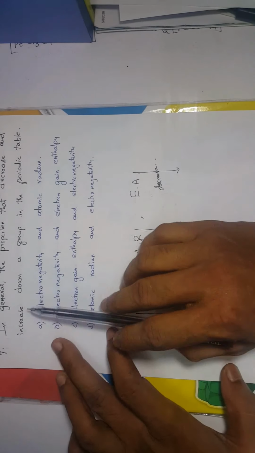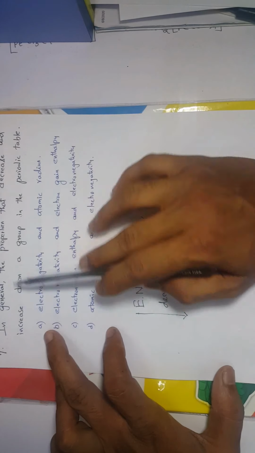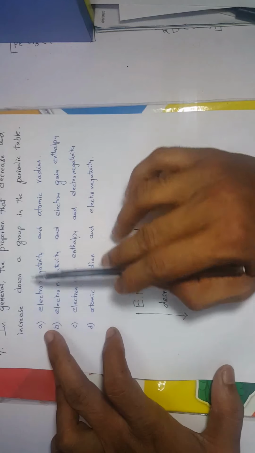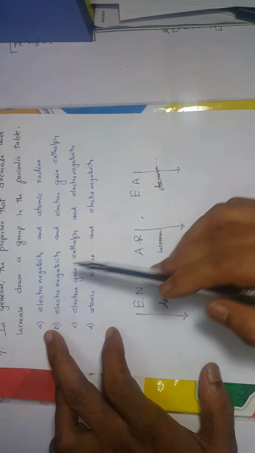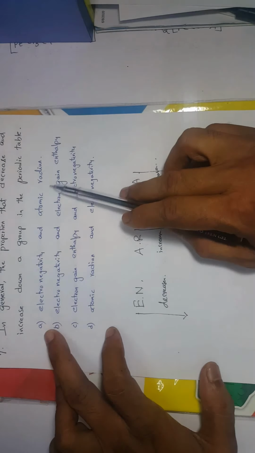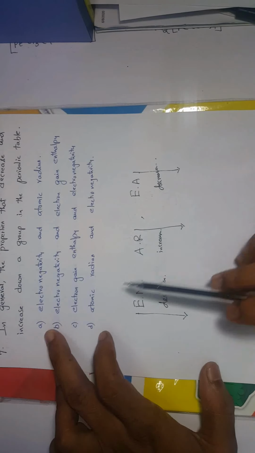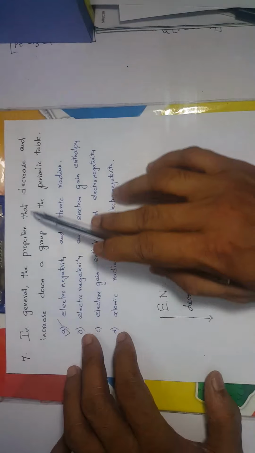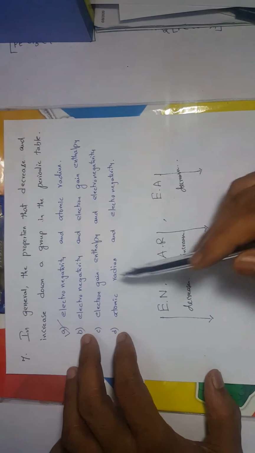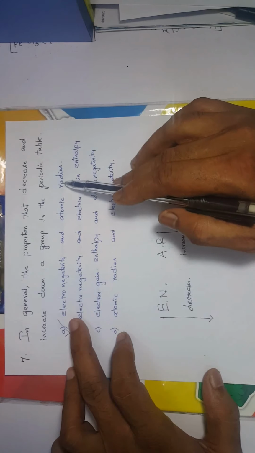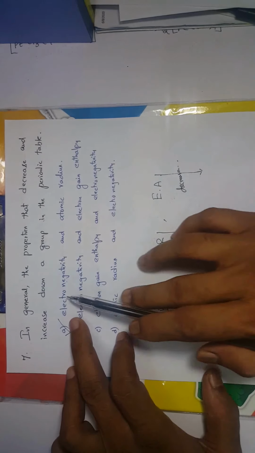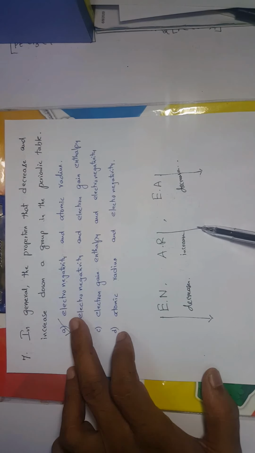Now, the properties that decrease and increase. First one has to decrease: electronegativity, yes, decreases. Atomic radius, yes, increases. So this is the answer, because they are asking for the property which decreases down the group first, and the second property has to increase. So electronegativity decreases, atomic radius increases.